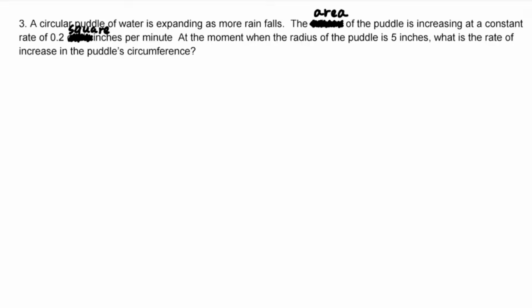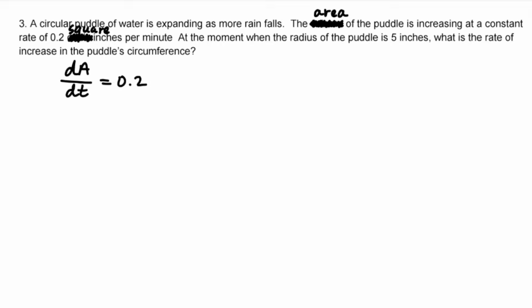Okay, 0.2 square inches per minute. At the moment when the radius of the puddle is 5 inches, what is the rate of increase in the puddle's circumference? That's something we can do. Okay, so we know that dA/dt is 0.2.